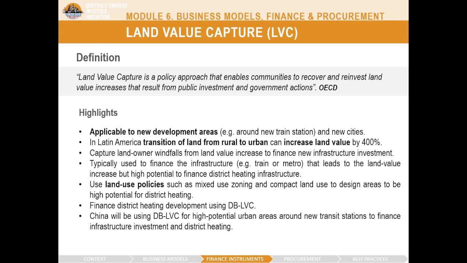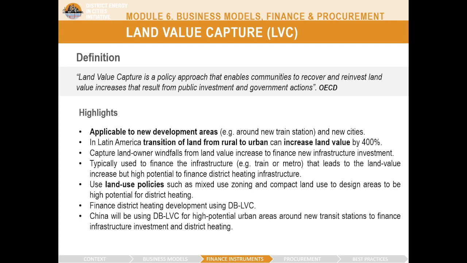Thus, land value capture internalizes the positive externalities of public investments, allowing public agencies to tax the direct beneficiaries of their investments. It is applicable to new development areas such as new train stations and new cities. It is also typically used to finance infrastructure like train or metro that leads to land value increase, but also has high potential to finance district heating infrastructure by DBLVC.